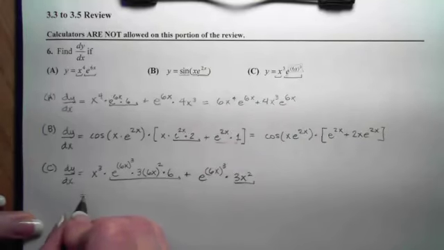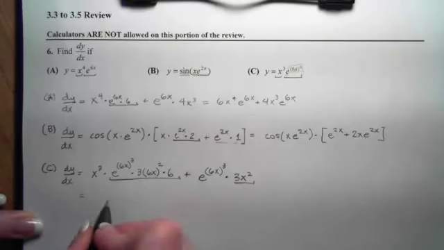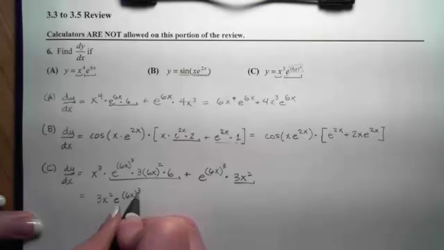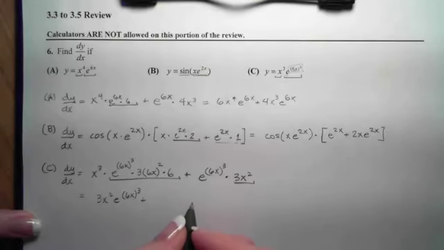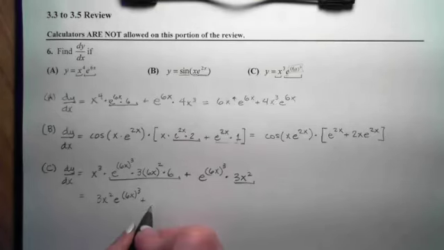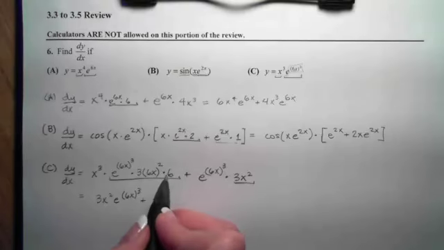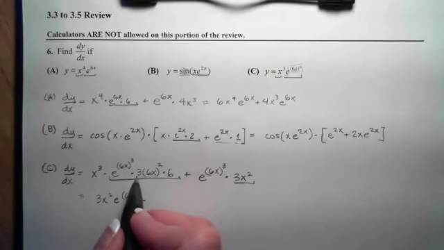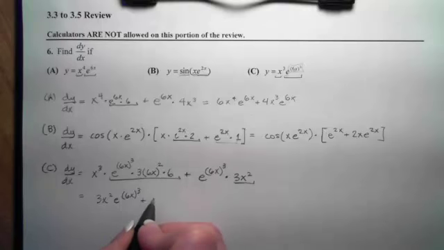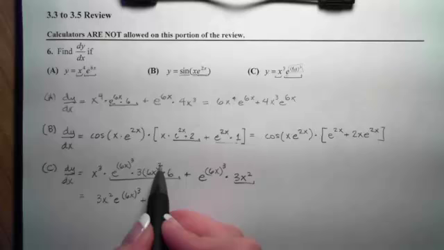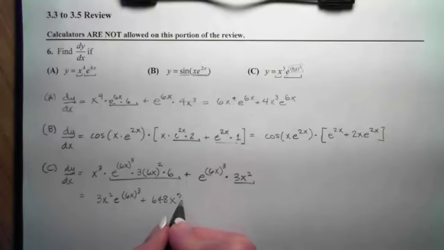So put that all together, we end up with a 3x squared e to the 6x quantity cubed plus, looks like we get a 6 times a 36 times a 3, so we end up with a 648, and then I've got an x cubed times an x squared, that's an x to the 5th, times that e to the 6x cubed. That's it.